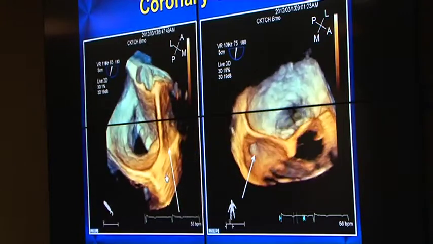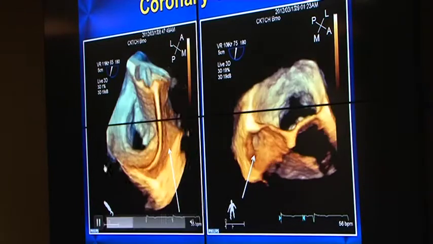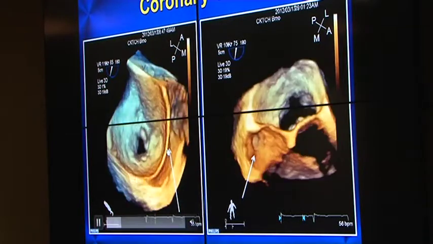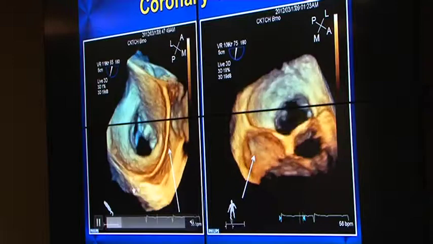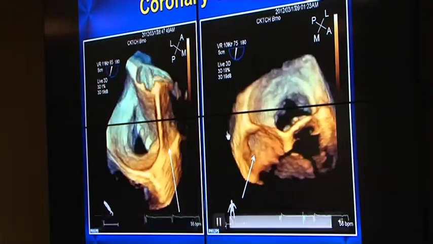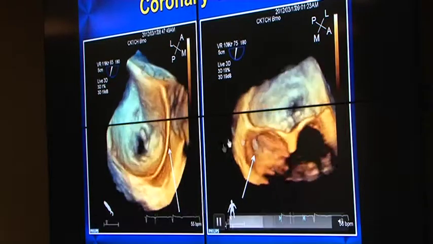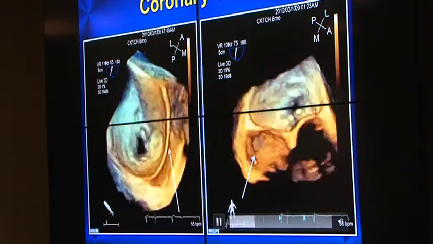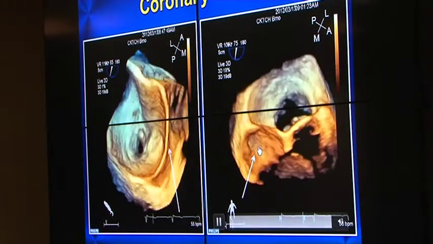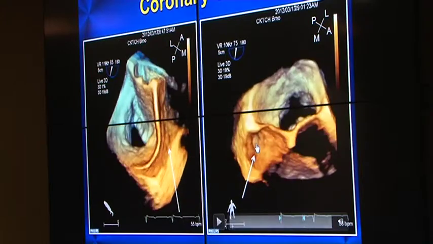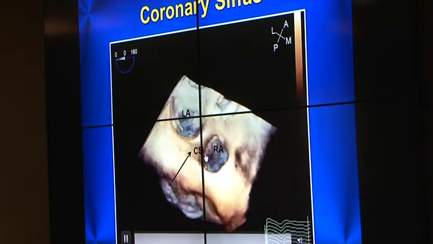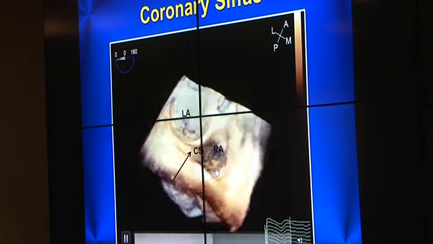Now we tilted our data set in a slightly different direction to visualize the coronary sinus, which is behind the left atrium, and the entrance is in the inferior portion of the right atrium. This is the en face view of the orifice of the coronary sinus. As far as I can see, in that case, there is no Thebesian valve covering the orifice. So the coronary sinus is always visible behind the left atrium.